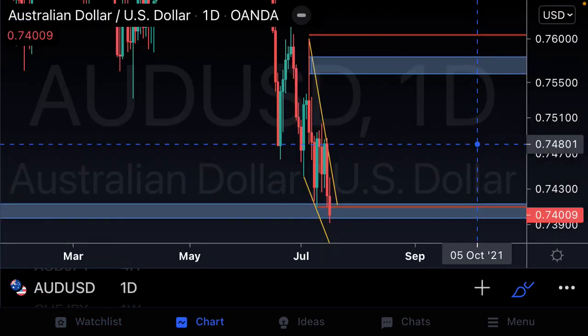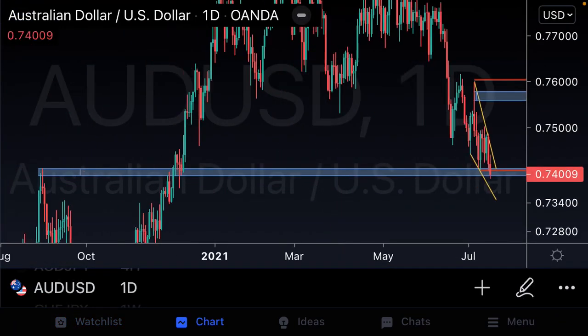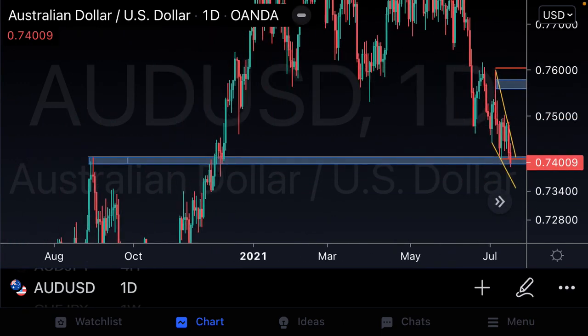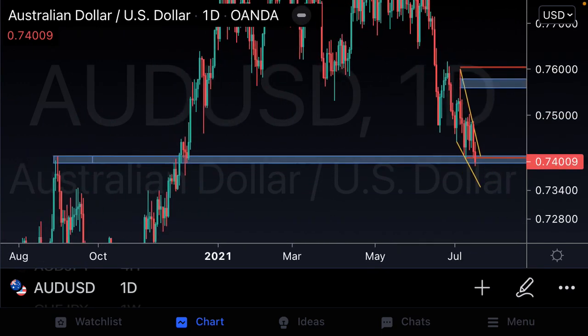Now that we've spoken about AUDJPY, guys, we're going to get onto AUDUSD. Let's hop onto the daily and observe the structure that we need to highlight.